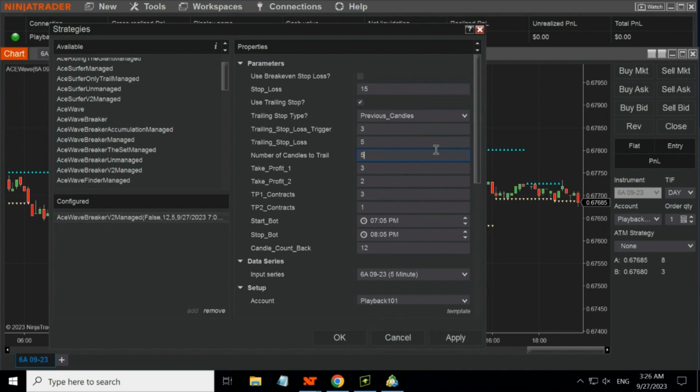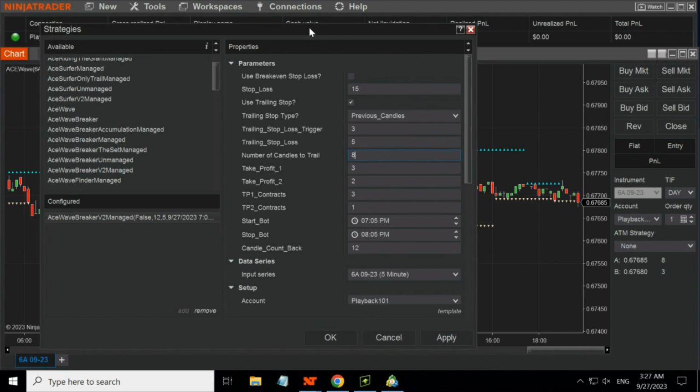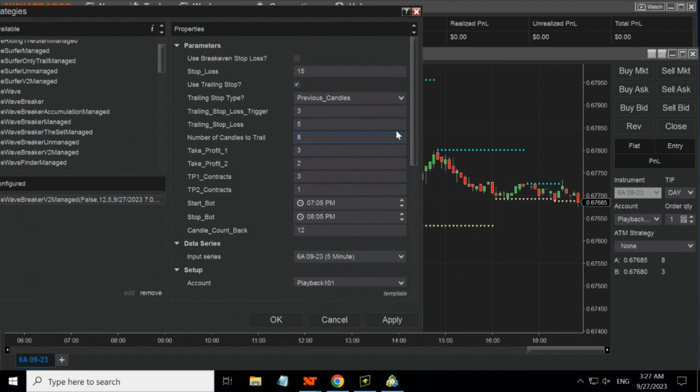I generally like to go to 6 to 8 candles for my trail, and I'll explain what that means now, and then you'll be able to see it in action. The number of candles to trail means that if price was to move down this way and you were going for a short position, as your price moved down and passed its trigger, it would take the high point of the last 8 candles. So if we were at this candle here, it would include the actual candle, so 1, 2, 3, 4, 5, 6, 7, 8, and it would put the stop loss here.